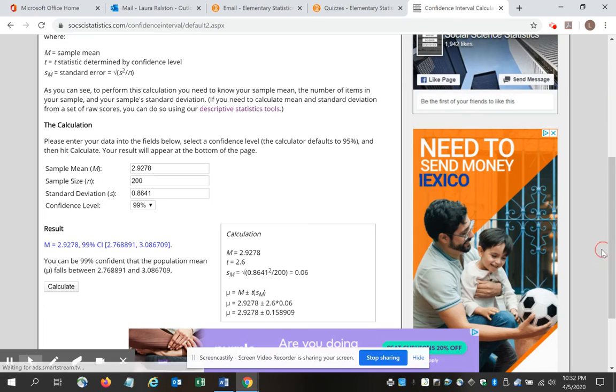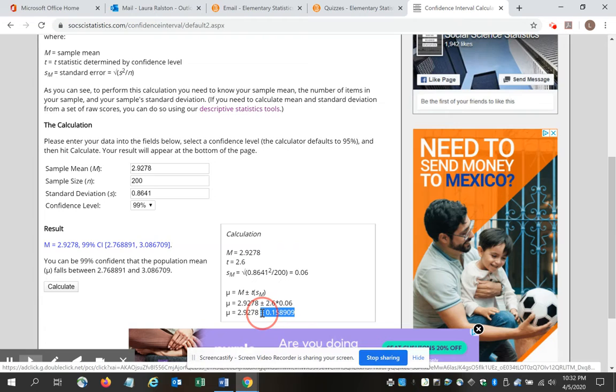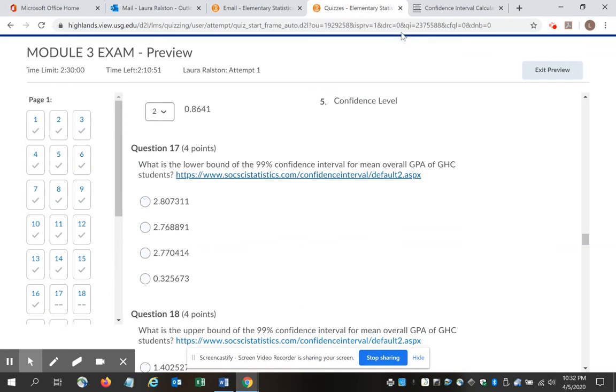And I scroll down, and I have my lower bound is 2.768891. My upper bound is 3.086709. My error bound margin is 1.58909. Again, remember that's on this last line on the right-hand side. So I write my answers down, and I go back to my test paper, or to the test.